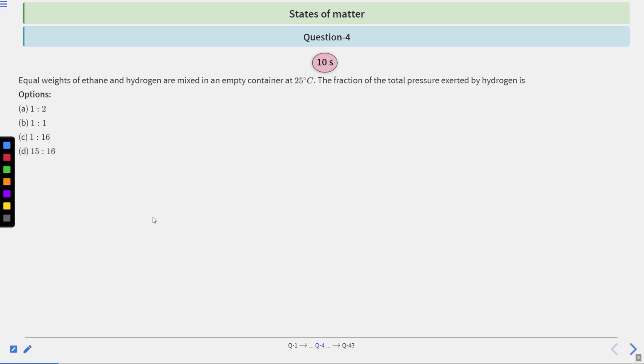Moving on to our next question, that is question number 4. Equal weights of ethane and hydrogen are mixed in an empty container at 25 degrees Celsius. The fraction of the total pressure exerted by hydrogen is. Options are 1:2, 1:1, 1:16, or 15:16. You have 10 seconds to solve this question. After that, we will see the answer.